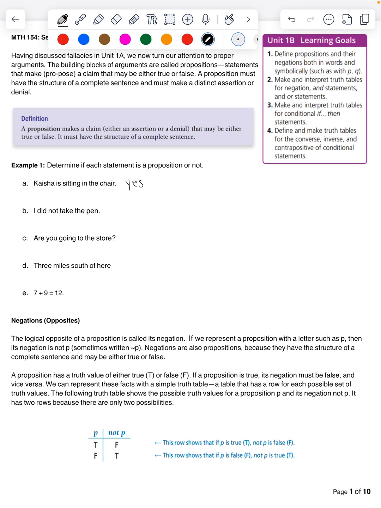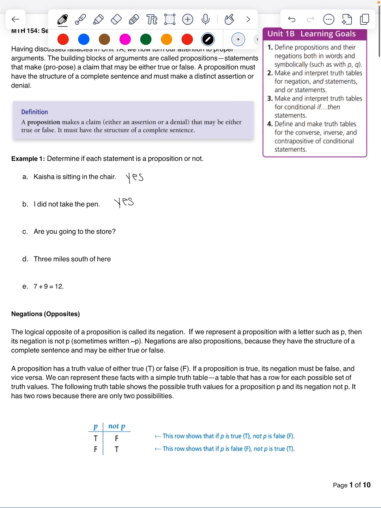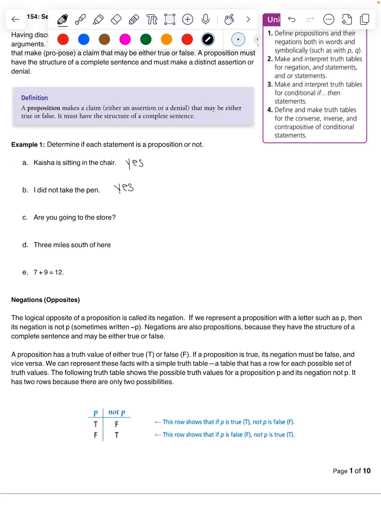B, I did not take the pen. This is also a proposition. It is a statement. It could be true or false. It is also a complete sentence.